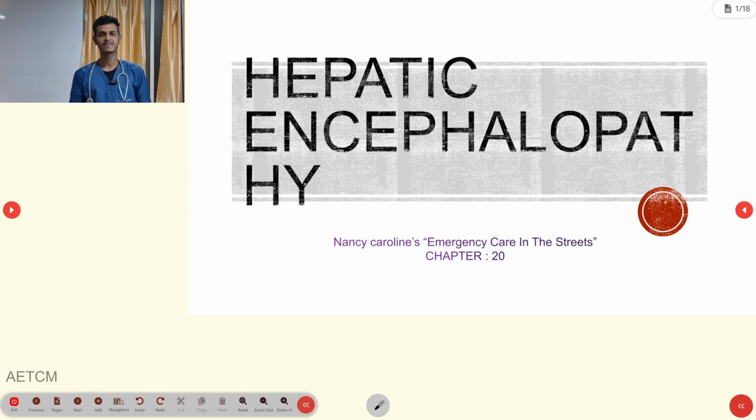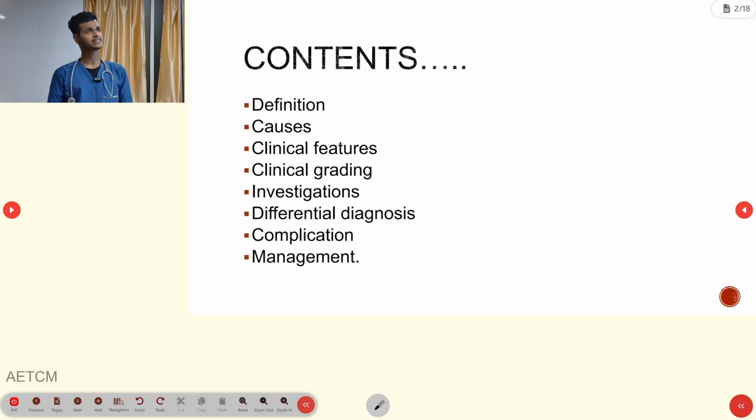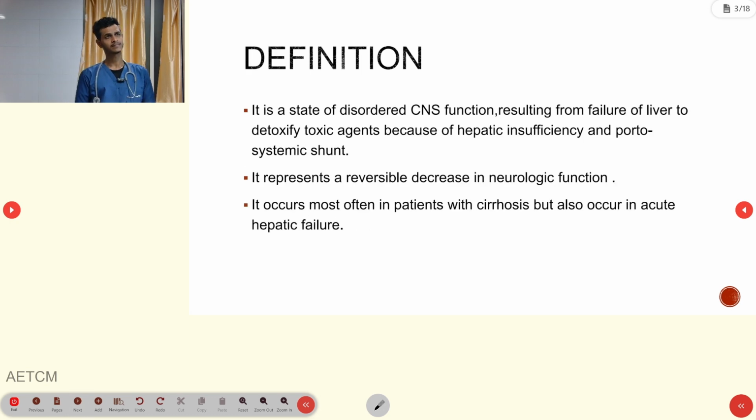Today's topic of discussion is hepatic encephalopathy, from the chapter of gastrointestinal emergency. This is what we are going to discuss in this presentation: definition, causes, clinical features for hepatic encephalopathy, clinical gradings, and then investigation. What are the differential diagnoses for hepatic encephalopathy? What are the complications, and then management both out of hospital and in hospital.